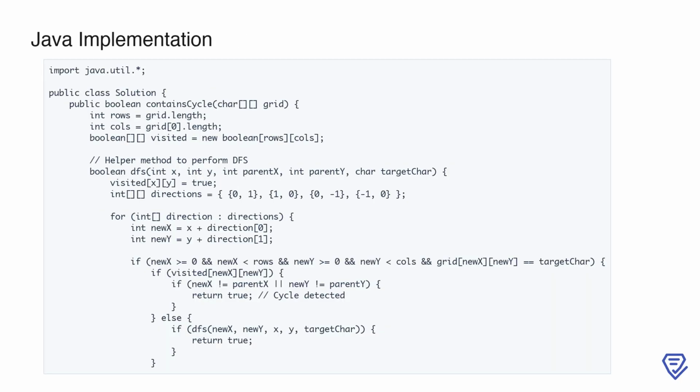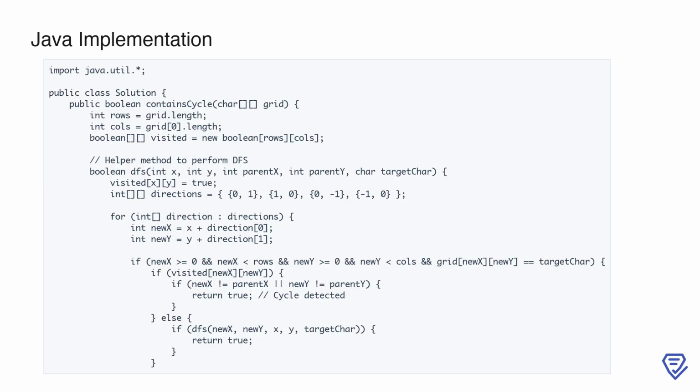Here, we begin the Java implementation of the solution to detect cycles in a 2D grid. First, we import the necessary utilities and define our class Solution with the method containCycle. This method takes a 2D character array, grid, as input. We start by determining the dimensions of the grid, rows and cols, and initializing a visited array to keep track of the cells we've already explored.